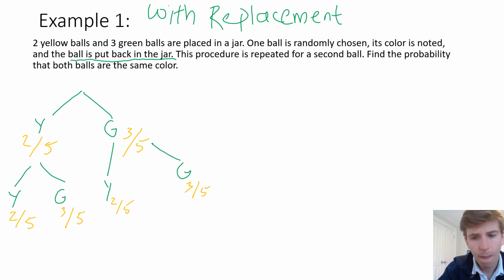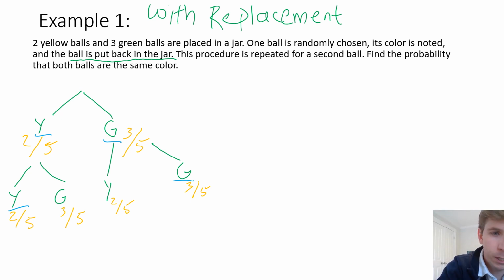All right, and so what's very beneficial about this is, if we're trying to figure out the probability that both balls are the same color, all we have to do is look at our tree diagram and figure out which branches correspond to the same color. So that would be the yellow branch and the green branch. So to figure that out, we're just going to multiply down the branches and then use our addition rule to add them together.